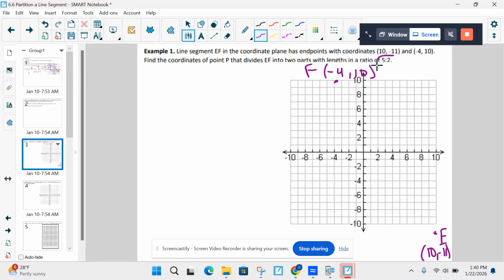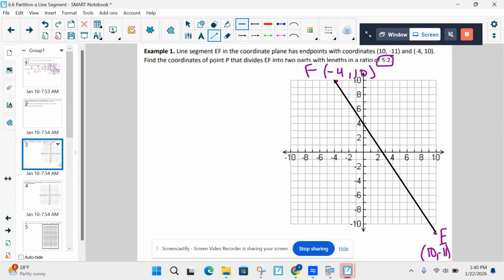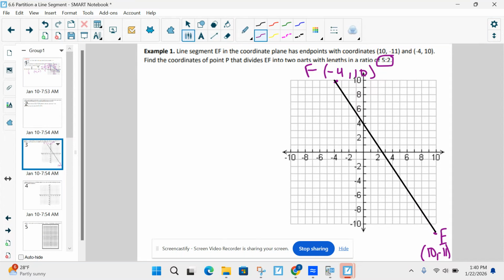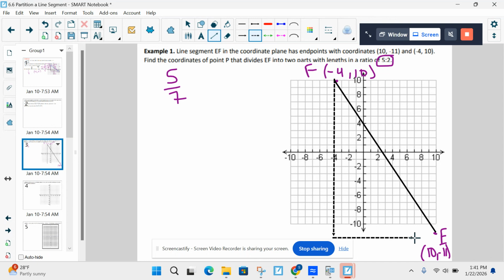Okay, so this is a ratio of 5 to 2, which means that, I'm going to connect my points here before I keep going. That means the fraction we are going to use is 5/7. So we want to find 5/7 of the horizontal distance, 5/7 of the vertical distance, and that will help us find our partition point. So next I'm going to draw my dotted lines. And you don't have to make yours dotted. I just like to because it helps to differentiate between that and my line segment.